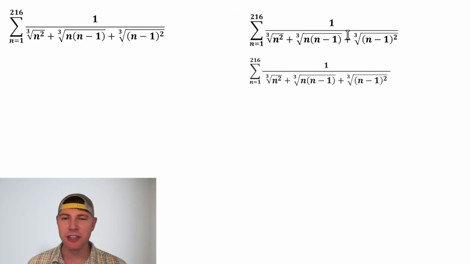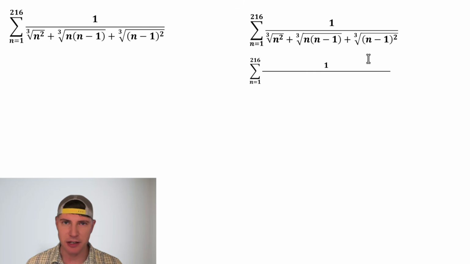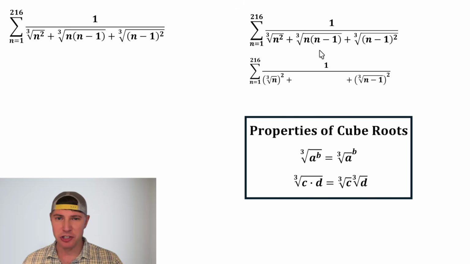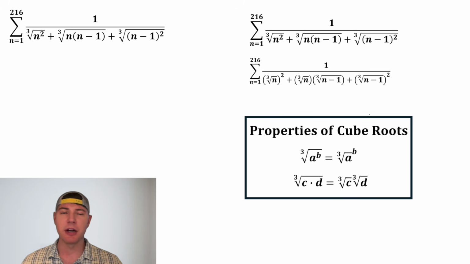First, let's copy all this down, but I want to rewrite the denominator differently. Using these notes, we can rewrite the cube root of the quantity n squared as the quantity cube root of n, squared. And then we can do the same thing over here. We can rewrite the cube root of the quantity n minus 1 squared as the quantity of the cube root of the quantity n minus 1, squared. And then for the middle term, using these notes, we can give each of these their own cube root. So it's cube root of n times the cube root of the quantity n minus 1.